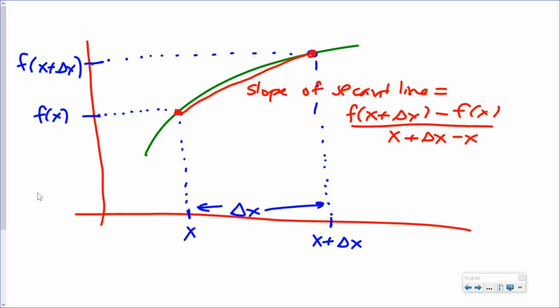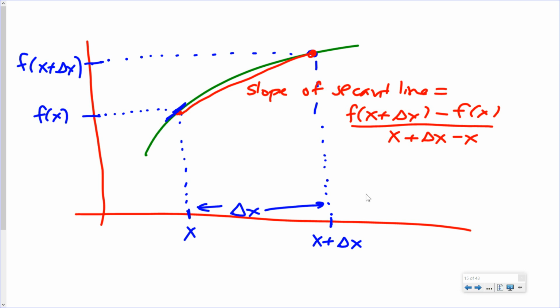That's the slope of the secant line. You agree with that? But I don't really want the slope of the secant line. I want the slope of the tangent line right here, okay? The slope of the tangent line is really the same thing as the definition of the derivative. So what I want is the slope of this line, okay? So it's actually a limit problem.